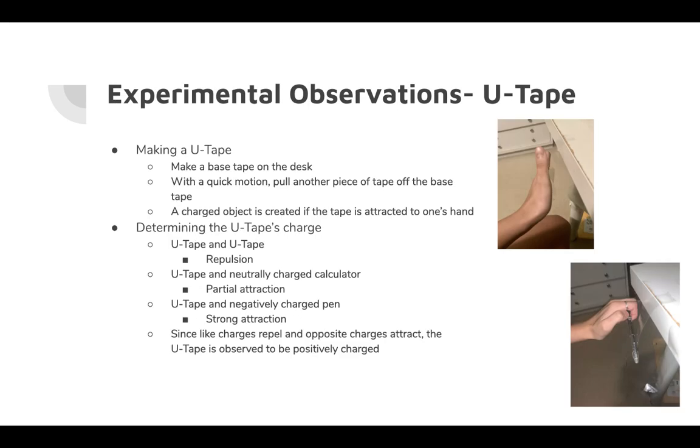The experimental observations with the U-tape after making the U-tape show that a U-tape and a U-tape interaction shows a repulsion. U-tape and neutrally charged objects, like a calculator in this case, have a partial attraction, and the U-tape with a negatively charged pen, made negatively charged after rubbing it against my hair, shows a strong attraction. So since like charges repel and opposite charges attract, the U-tape is positively charged.